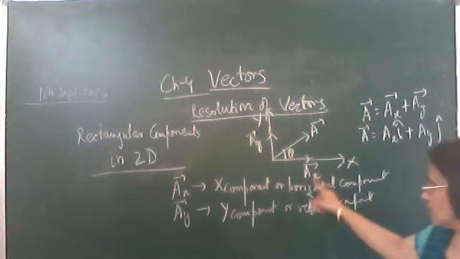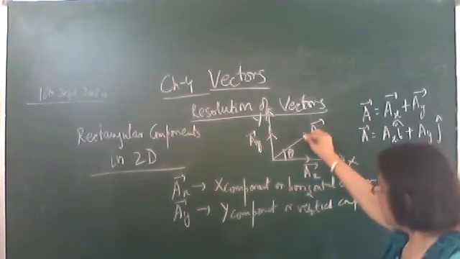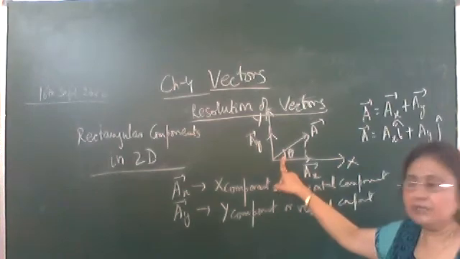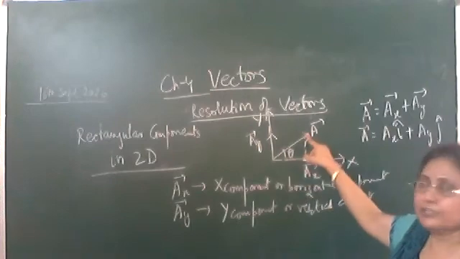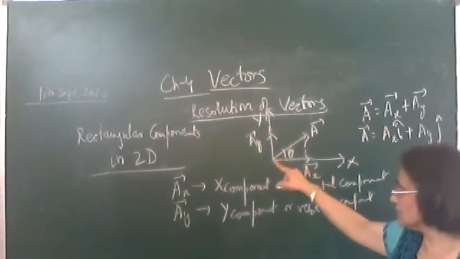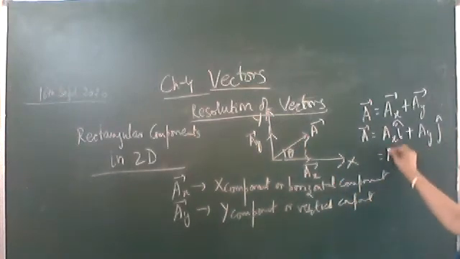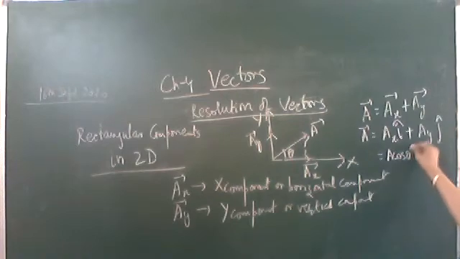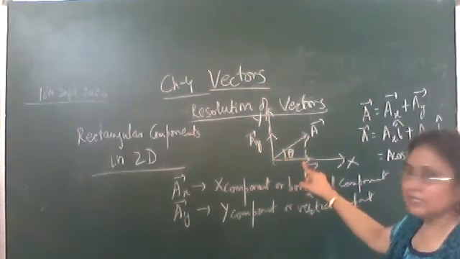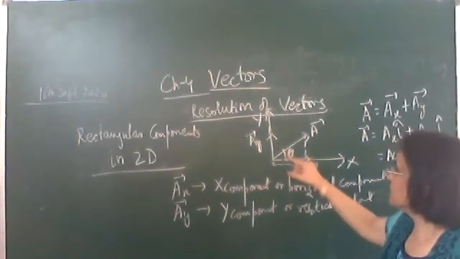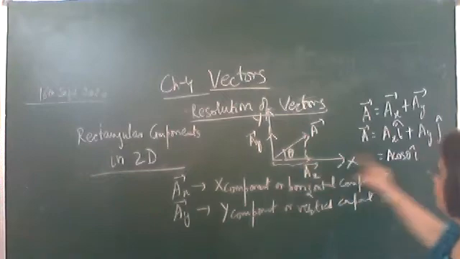So let's find out the component Ax. Again we make a triangle and find cos theta. Cos theta is base upon hypotenuse. The base is Ax and the hypotenuse is A. So cos theta is equal to Ax upon A, so Ax will be equal to A cos theta. Are you getting it? When you find cos theta, it is Ax upon hypotenuse, so Ax is equal to A cos theta.